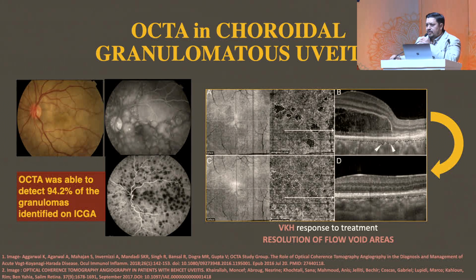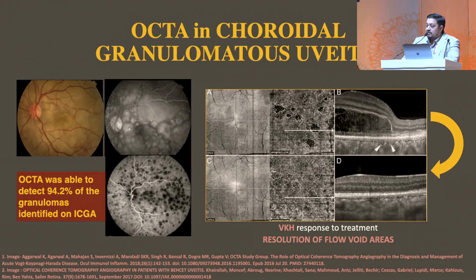So although VKH is a granulomatous disorder which can be diagnosed clinically, and has been very extensively diagnosed on FFA and ICG, the study that was done in PGI when I was there showed that 94% of the patients who had granulomas on ICG were able to be detected by an OCTA.